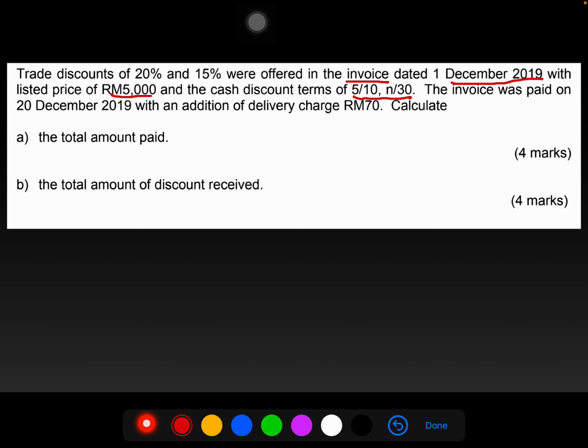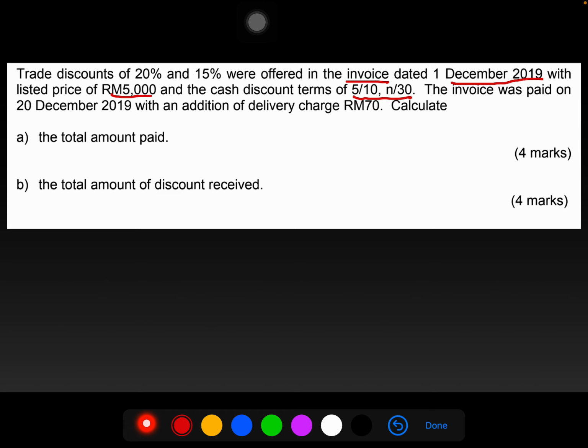Means that if we pay the invoice within the first 10 days, we are going to be offered another 5%. And then no other cash discount if we pay during day 11 until 30. And then the invoice must be settled on day 30. So if the invoice date is 1st December, you should expect that the last date to pay is on the 31st of December.